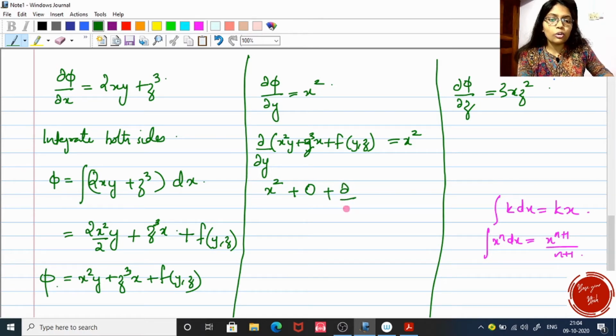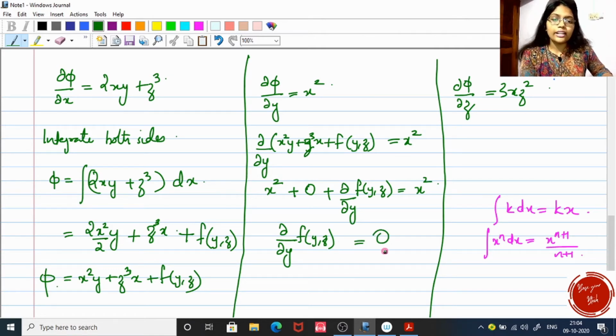Now plus dou by dou y of f of y comma z. We do not know the expression, right? So let us write it as such, dou by dou y of f of y comma z is equal to x square. Now again by comparison, here there is x square, and in the RHS also there is an x square. But to compensate for dou by dou y of f of y comma z, there is nothing available in the RHS. So let's write a 0 there.